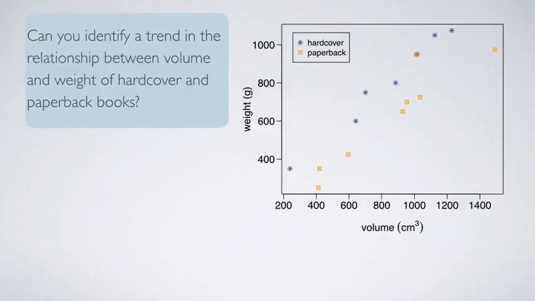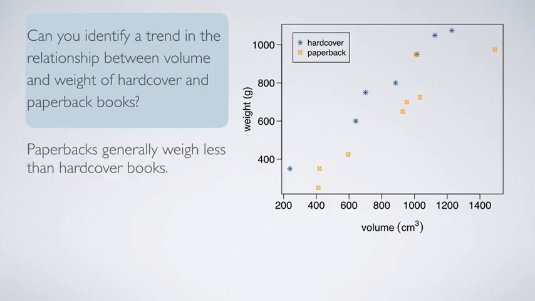Here we have a scatter plot of weights versus volumes of these books. Blue stars indicate books that are hardcover, and orange squares indicate books that are paperback. Can you identify a trend in the relationship between volume and weight of hardcover and paperback books? It appears that paperbacks that are indicated in orange squares generally weigh less than hardcover books.